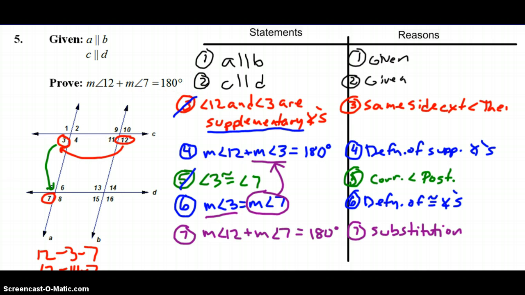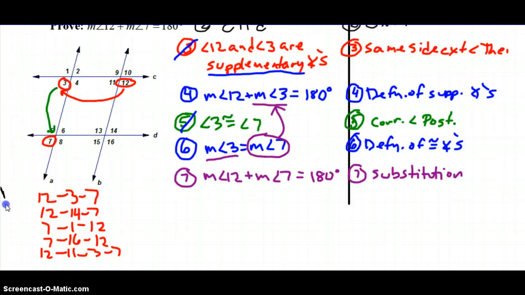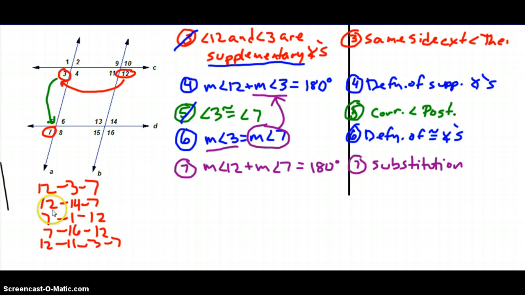Like I said, there were alternate paths that I could have taken, as listed here below. But again, I would like to caution you that if you do not want to include more statements and more reasons in your proof, you should look for one angle that is a go-between angle between your initial angle and the final angle that you're trying to connect it to.